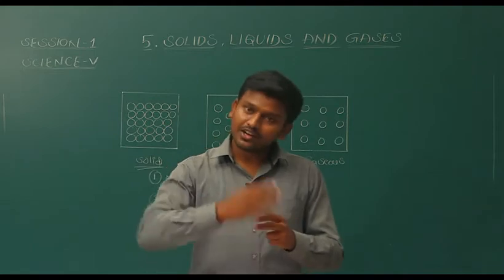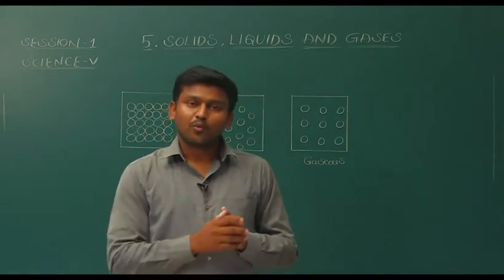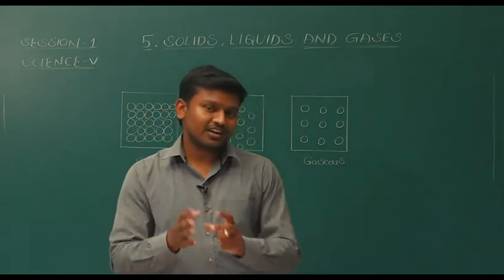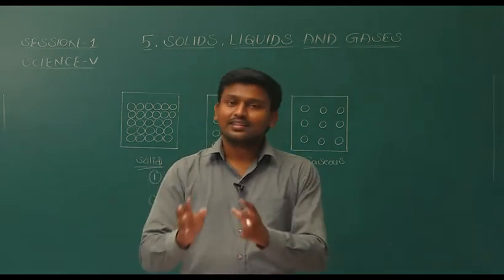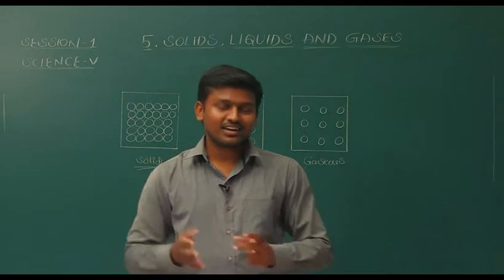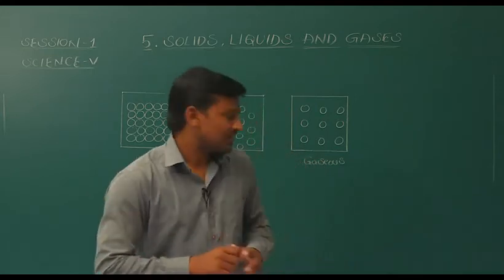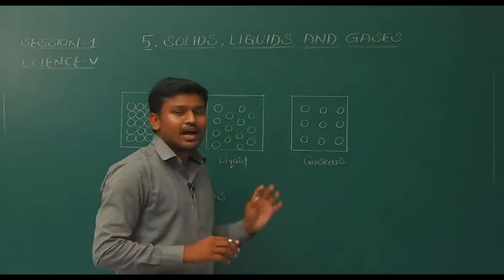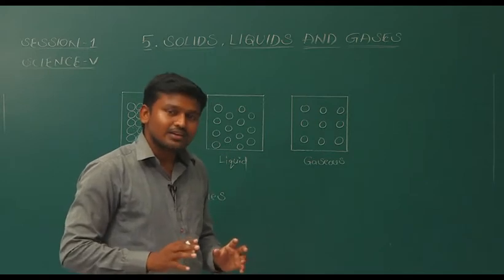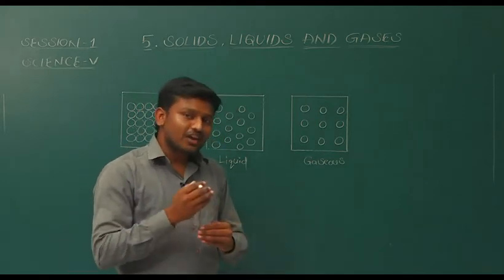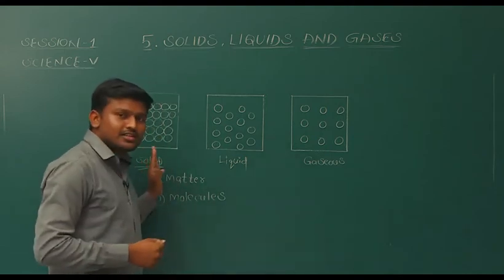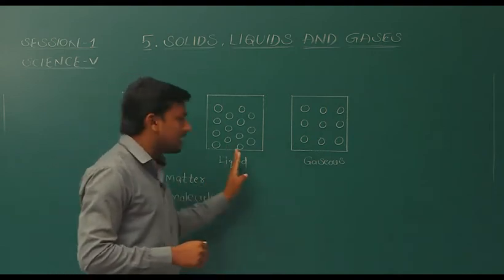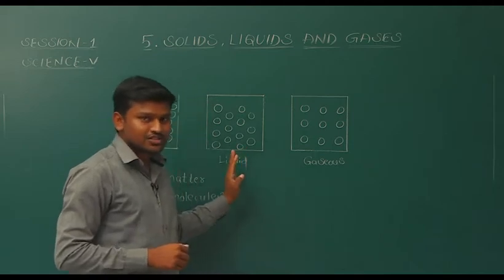If you take that water in different containers, water attains the shape of the container. In which container you take the water, that water attains the shape of that container. So, water does not have any particular shape, it takes the shape of the container. With that we can say that solids have fixed shape, liquids do not have any fixed shape.